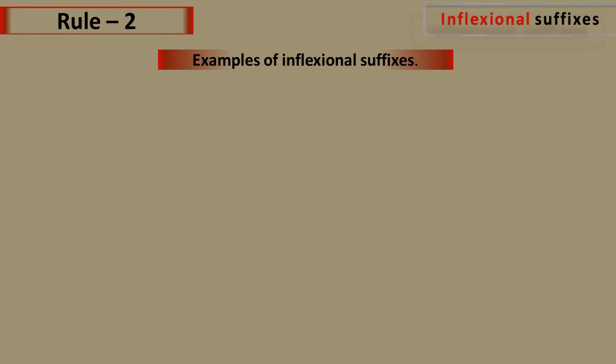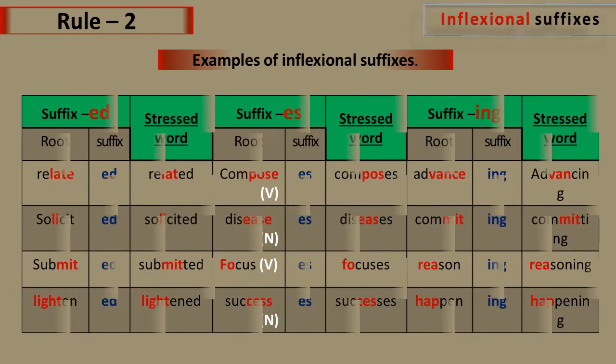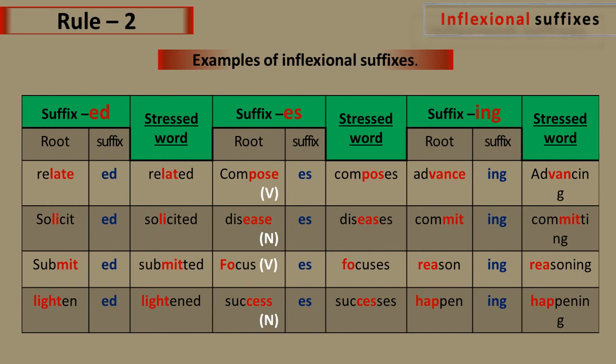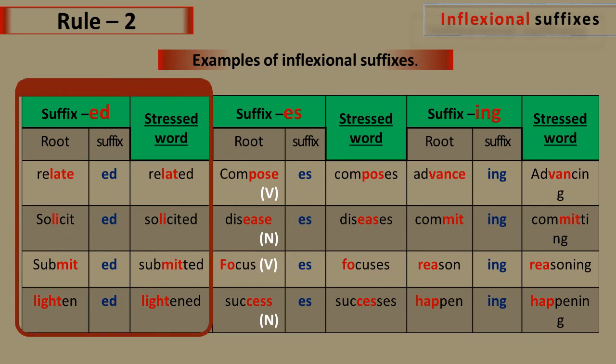Some examples of inflectional suffixes. It is a table of inflectional suffixes which will provide you examples of -ed, -es, -ing inflectional suffixes. And this table consists of 3 columns. Every column consists of root word, suffix and stressed word. This column is about -ed, the second column is about -es, and the third column is about -ing.